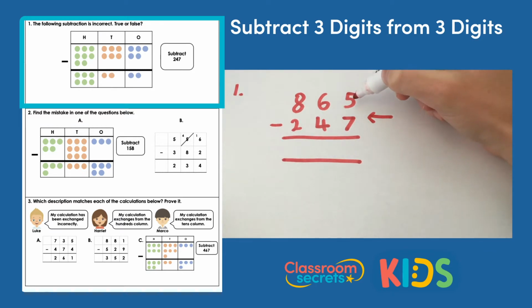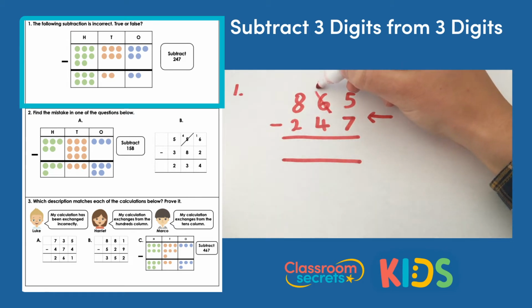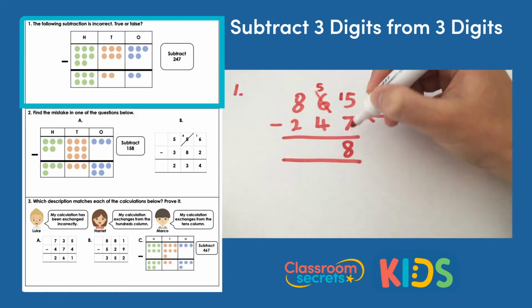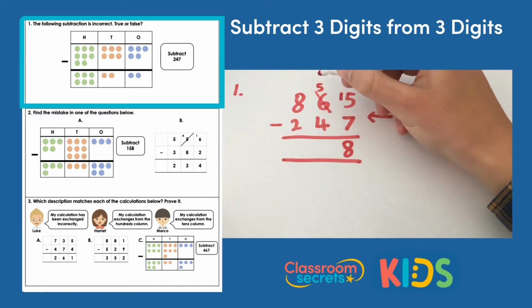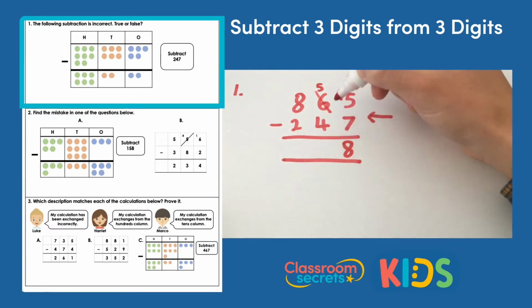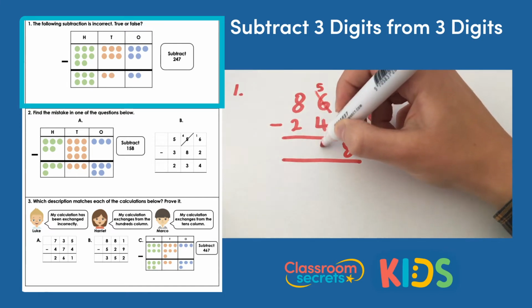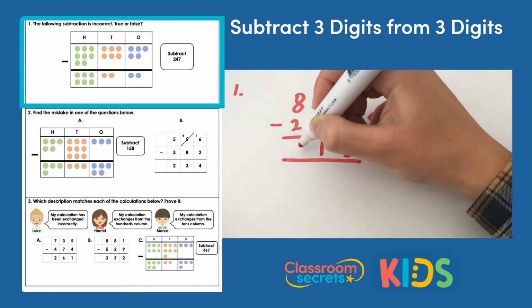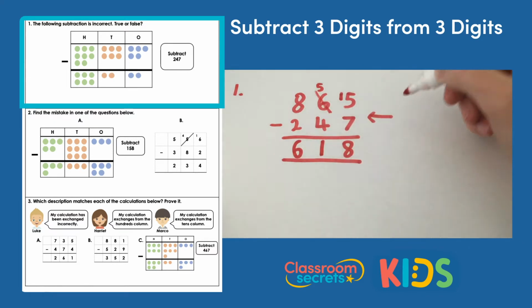So 5 subtract 7, 5 take away 7, I can't do because 7's bigger than 5. Go next door, that was a 6, becomes a 5. That exchange 10 then goes to my ones. 15 take 7 is 8. It was a 6 take 4, but now it's a 5 take away 4 in our tens, and that's 1. And then 8 take away 2 is 6.